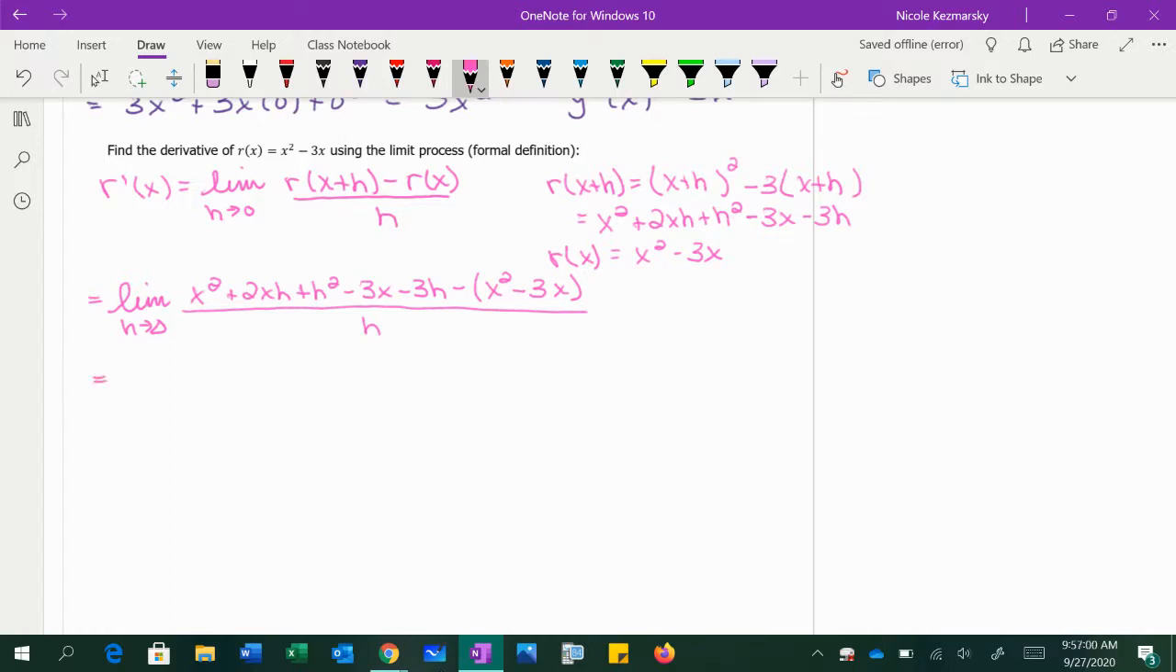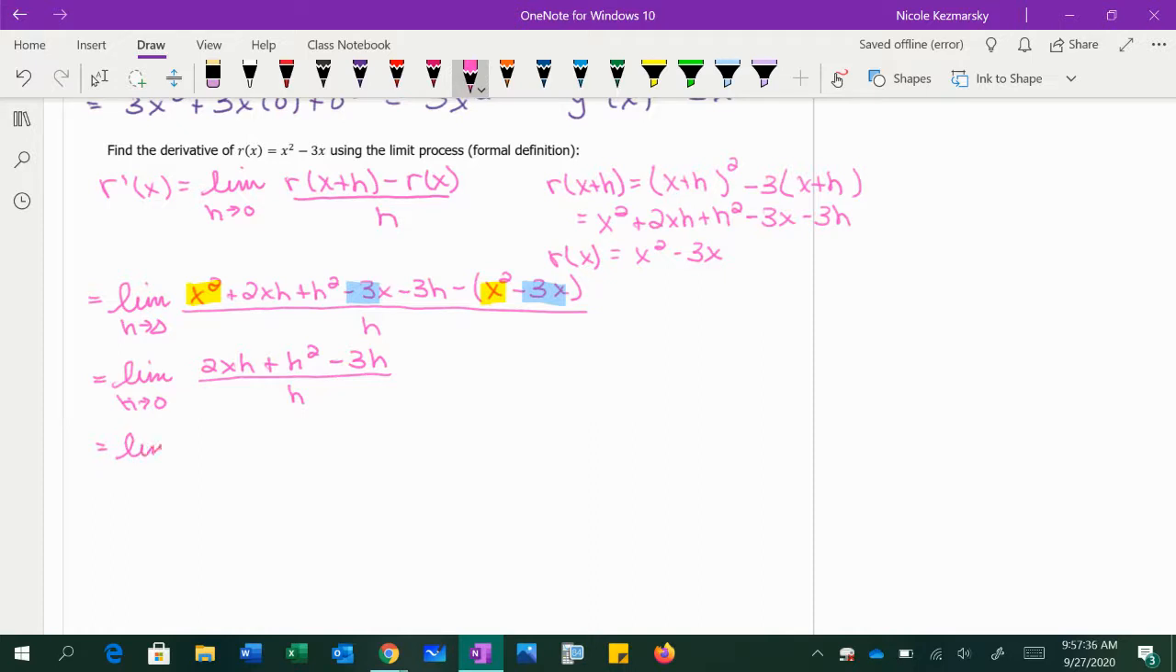So we should have some stuff that cancels. If I look here, I've got an x squared minus an x squared. I've also got a minus 3x and what's going to be a plus 3x because it's minus a negative. So I'm going to go ahead and cancel those. So I'm going to have the limit as h approaches 0 of 2xh plus h squared minus 3h, and the rest of it canceled. So I'm going to divide that by h.